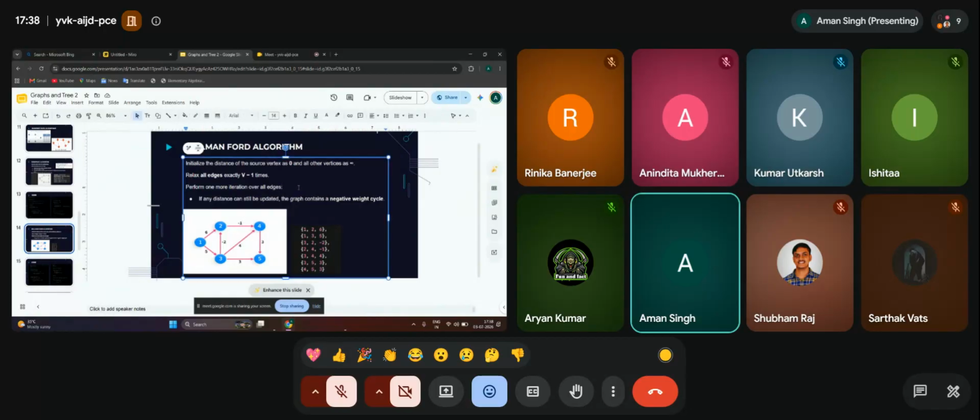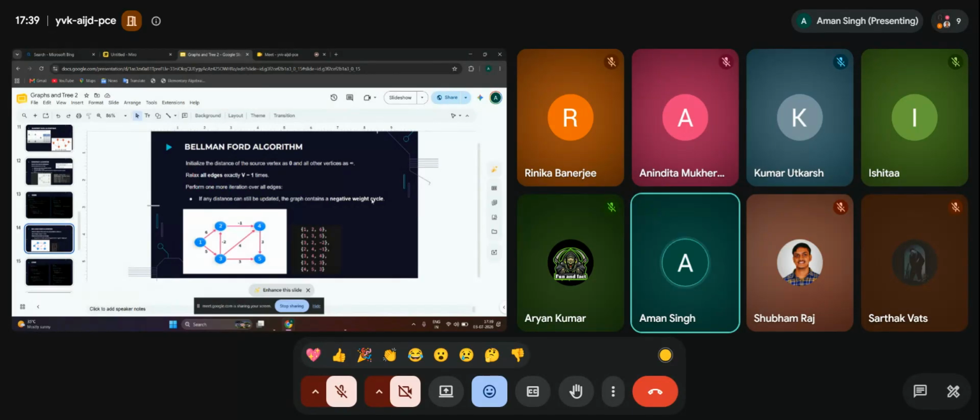So here let's go through the nodes once. It is written the same algorithm which I have discussed. Initially, the distance of the source vertex is 0 and all other vertices are infinity, and relax all the edges exactly v minus 1 times. Then perform one more iteration over the edges. If any distance can still be updated, the graph contains a negative weight cycle.